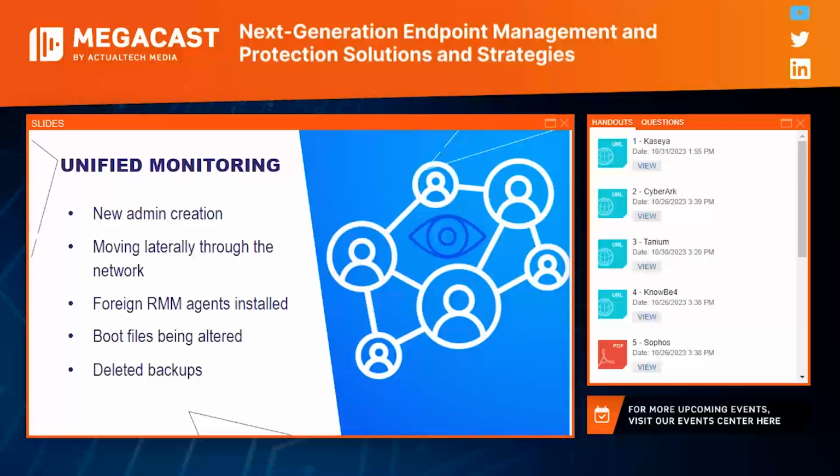But VSA can be monitoring for new admin creation, attackers trying to move laterally through the network, foreign RMM agents being installed, boot files being altered, deleted backups. There are so many signs of ransomware that your endpoint management solution, your RMM, should be able to catch, and VSA will catch it for you.